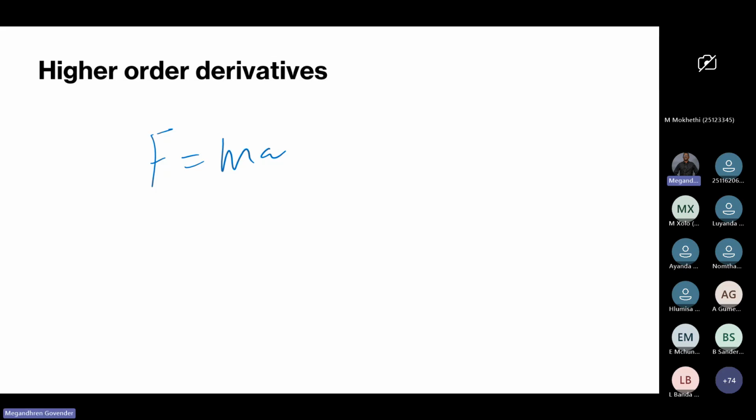So have you all seen this equation here before? F equal to ma. Everybody? Yes. Right. Whose law is this? It's Newton's second law. Right, that's Newton 2. We know this is Newton 2.